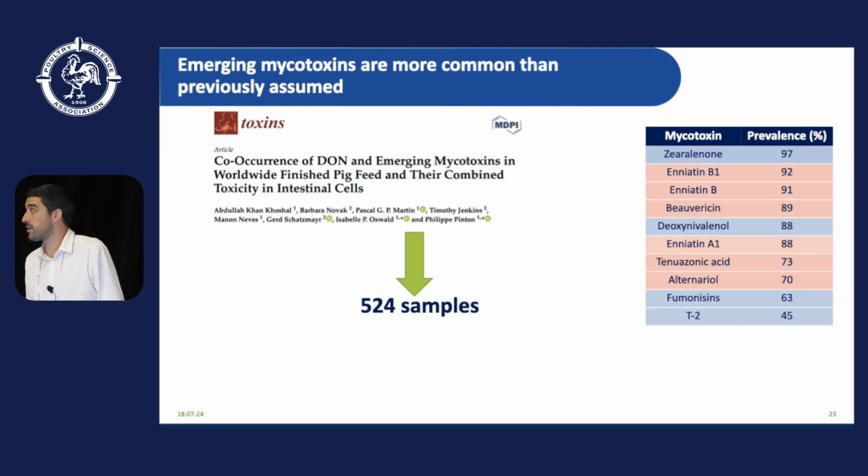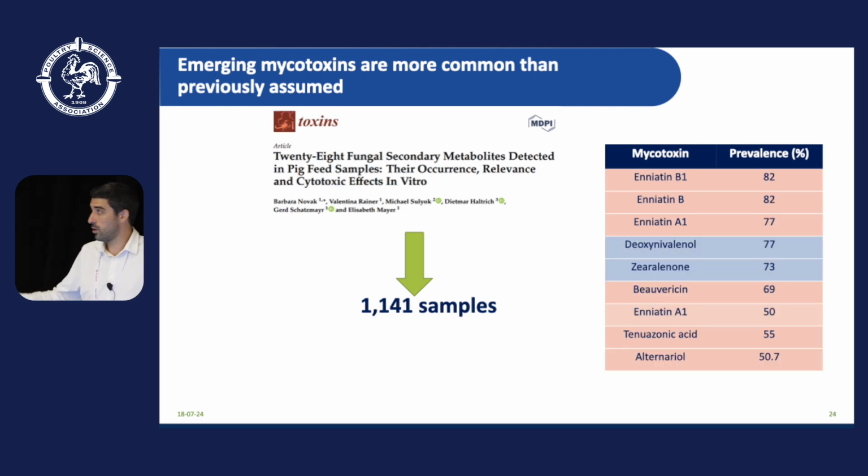In more than 500 samples, zearalenone was the most frequent one, but followed by enniatins and beauvericin, or tenuazonic acid detected in almost 75% of the samples. Or in this other scientific feed survey, more than 1,000 feed samples were analyzed, and enniatins were the most frequent ones.